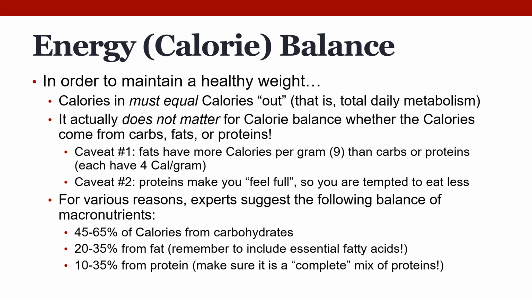If you want an easy way to lower your calories on a diet, replace one meal a day with a protein bar that is going to make you feel full and allow you to otherwise kind of skip that meal. For various reasons, experts suggest the following balance of macronutrients: 45 to 65% of calories, not grams, calories, from carbohydrates, 20 to 35% of calories from fat. Remember to include your essential fatty acids. And 10 to 35% of your calories from protein, which you have to make sure is complete protein, so either eat an animal protein source or a mix of plant protein sources.